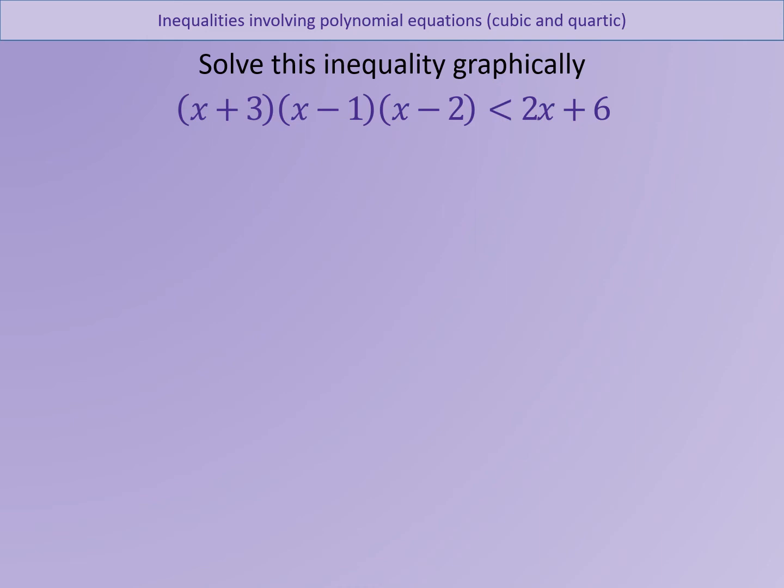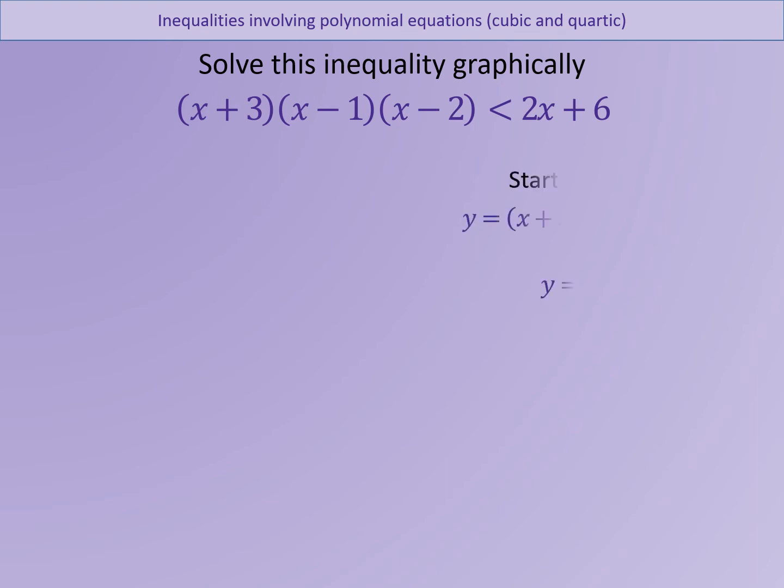So we're now going to solve this inequality in 2 different ways. Both of them are going to involve graphical methods. The first one is going to involve sketching the left-hand side as a cubic, so y equals x plus 3, x minus 1, x minus 2, and then sketching the right-hand side as a linear graph, y equals 2x plus 6, and finding out where the y-coordinate of the cubic graph is less than the y-coordinate of the linear graph.